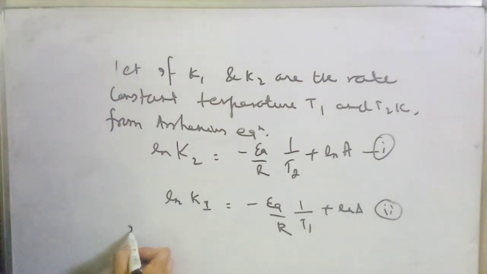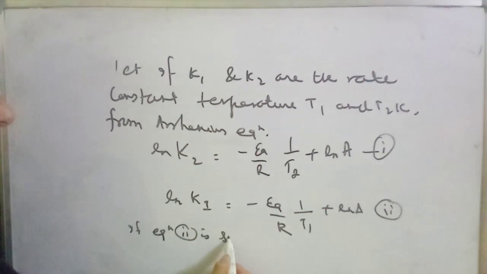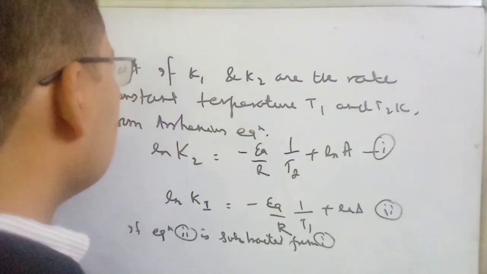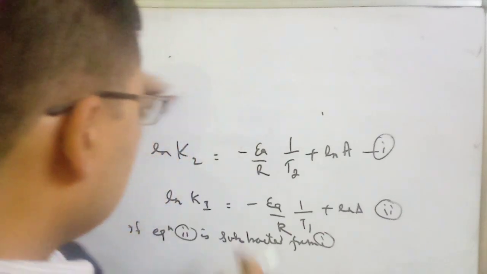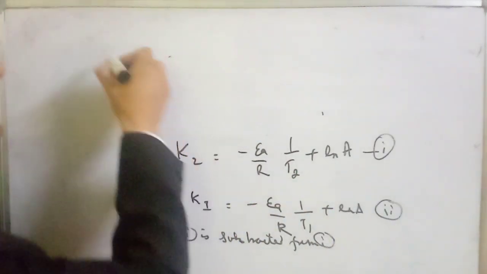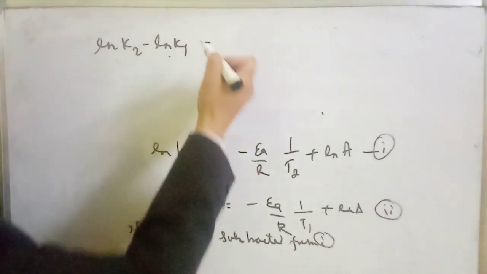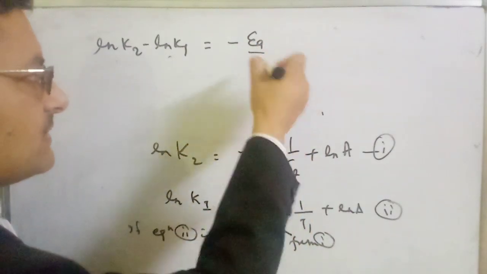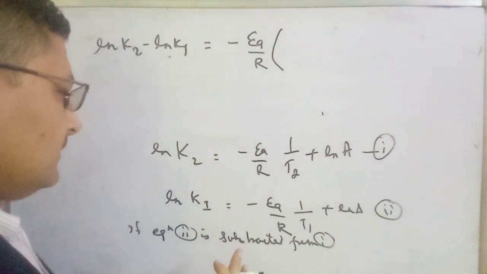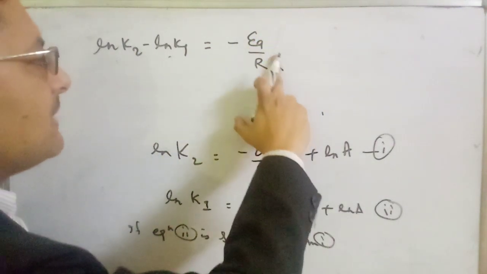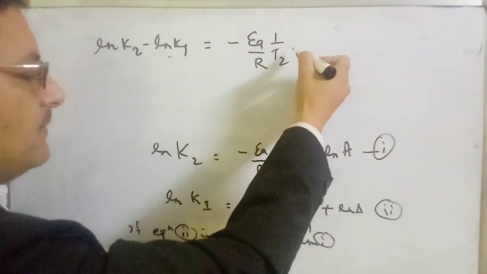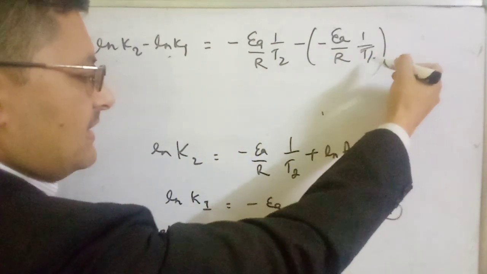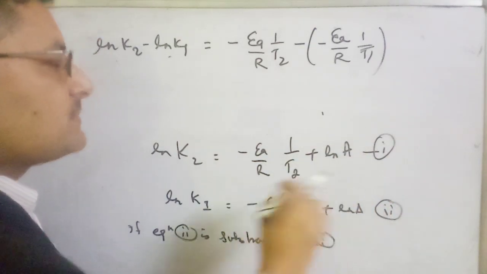So if equation 2 is subtracted from equation 1, then you can easily write ln K2 minus ln K1 equals minus Ea upon R, which will be common, into 1 upon T2, minus minus Ea upon R into 1 upon T1. The ln A and ln A will cancel out when you subtract.